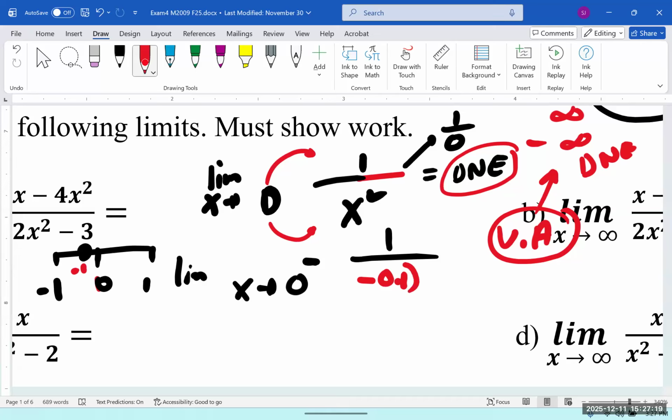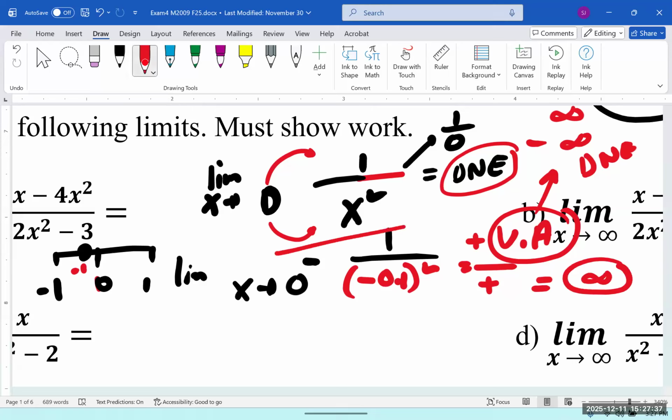It's -0.1 squared. So 1 is positive, and any negative number squared, what is it? Positive. So positive over positive, what is our left side limit? Positive infinity. So remember, you guys told me the answer is DNA, okay? Because you substituted and found 1 over 0.